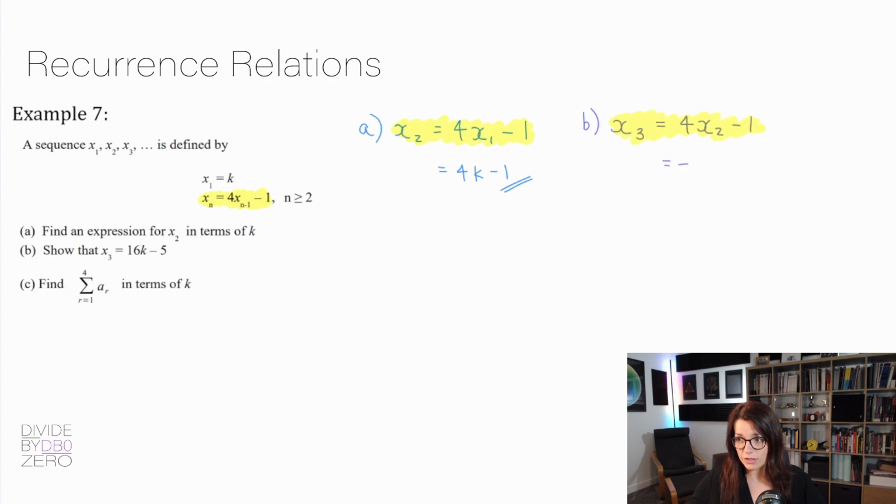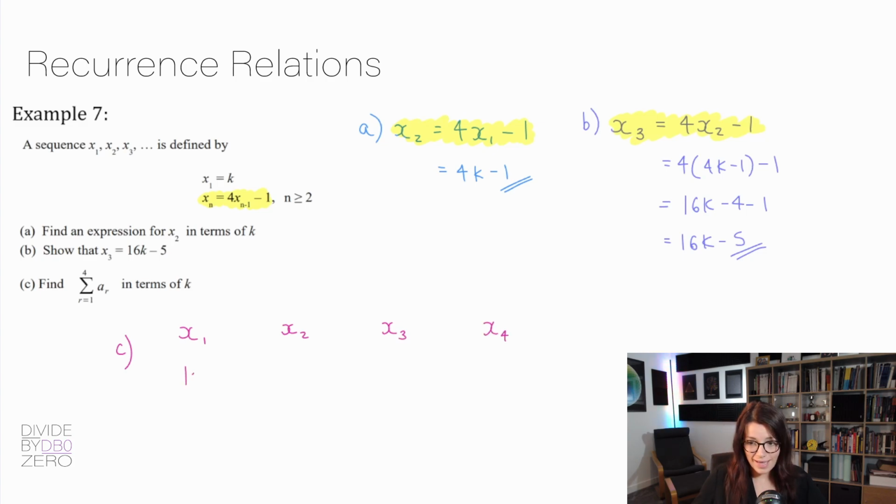We know that x2 is 4k minus 1. So if we sub this in, expand and simplify, we get this as required. And then part C is interesting because it wants the sum of the terms from r equals 1 to 4 in terms of k. Now, if we think about this, we're going to be adding together x1, x2, x3, and x4. x1 was k, x2 was 4k minus 1, x3 was 16k minus 5, and we don't know x4 yet.